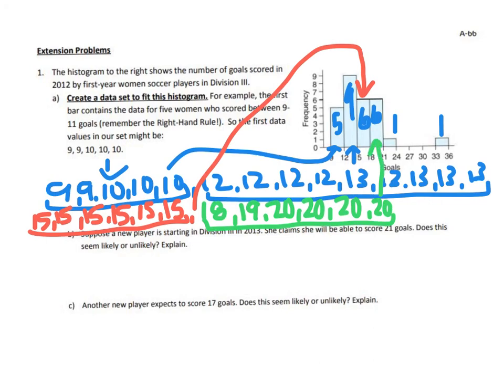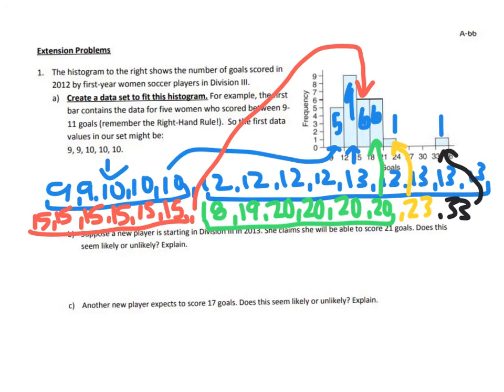And then in the 21 to 23, that could be 23. And then in the last one, I could have that be 33. As long as they're within that group, it could be anything. And there's more than one answer to this.